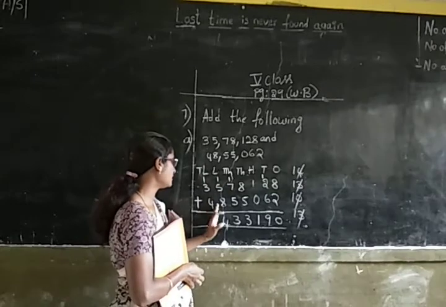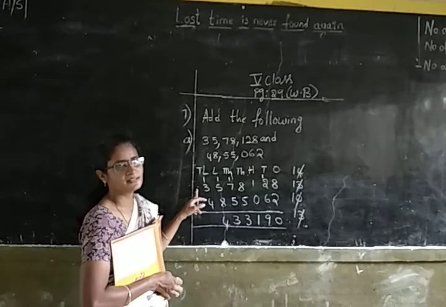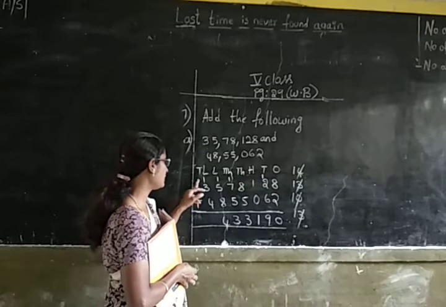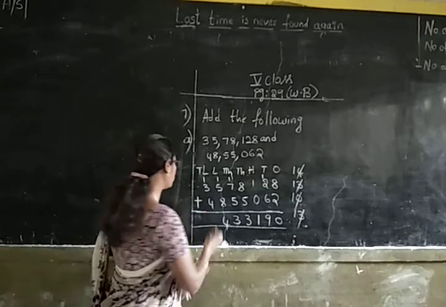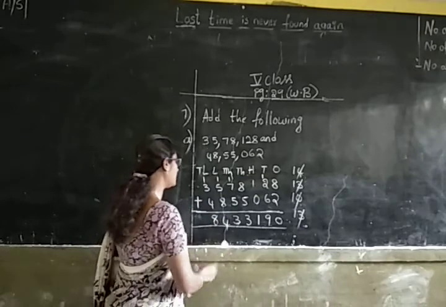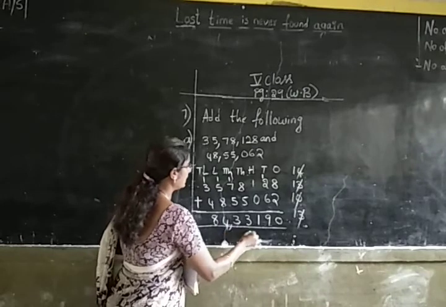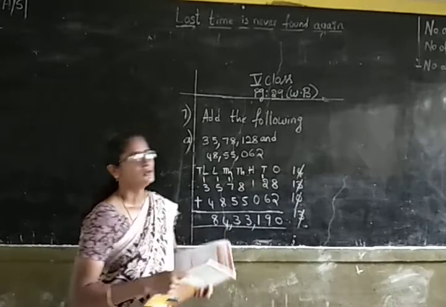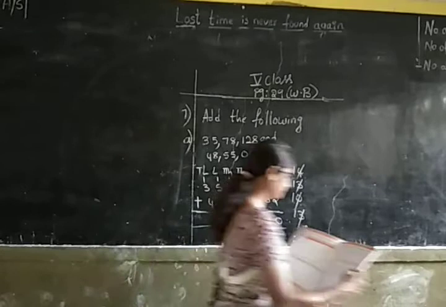After adding the numbers in lakhs place, you have to add the numbers in 10 lakhs place. 3 plus 1 is 4 and 4 plus 4 is 8. This is the answer. That is 84,33,190.